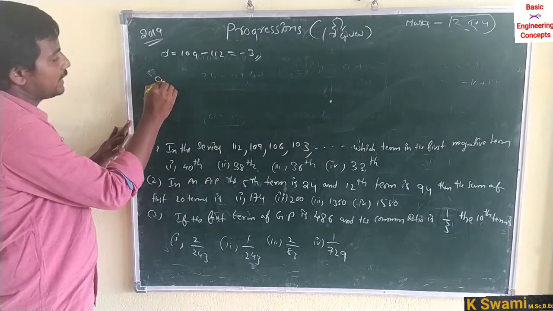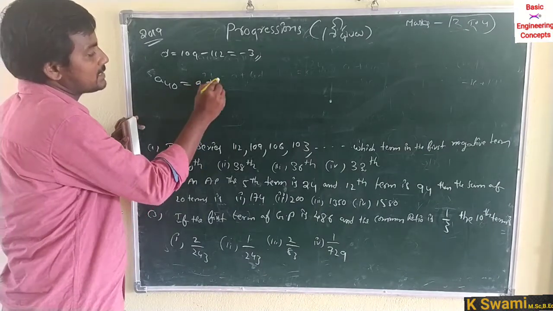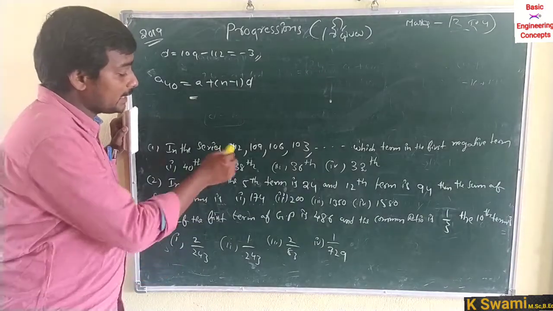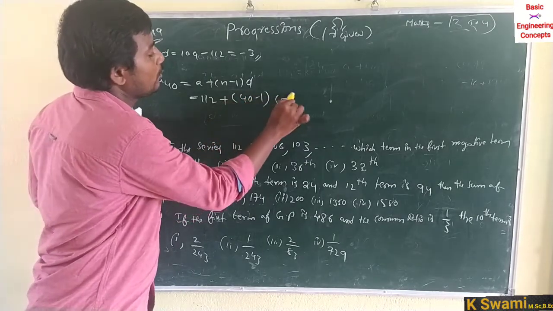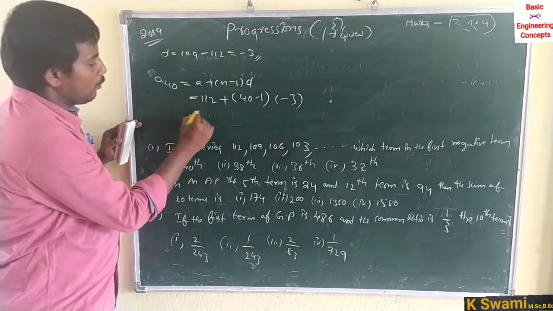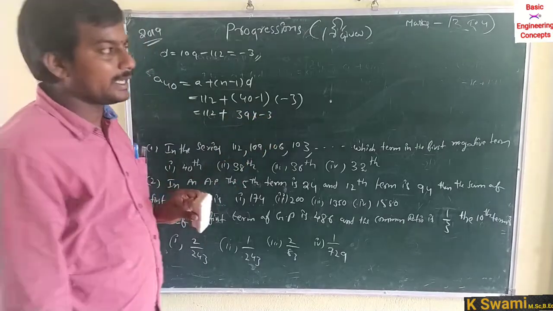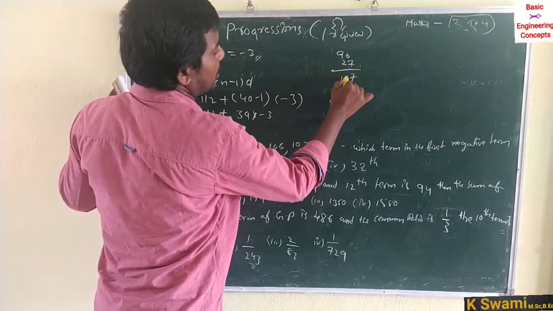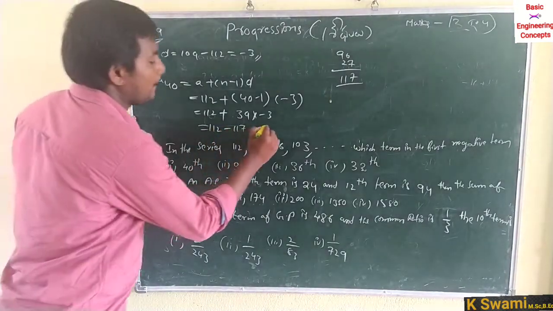So A40 is equal to first term A plus n minus 1 into D. So A means 112 plus n, that is 40 minus 1, into -3, because the common difference is equal to -3. 112 plus 39 into -3. 39 into -3 is 117. So 112 minus 117 is equal to -5.